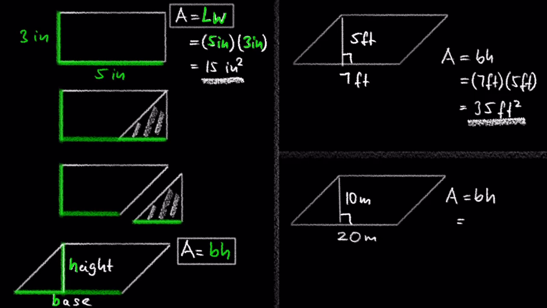Plugging in the length of the base, which is 20 meters, and plugging in the height, which is 10 meters, in the formula, gives us 20 meters times 10 meters, which is 200 square meters. So the area of a parallelogram with the base of 20 meters and with the height of 10 meters is 200 square meters, and we are done with this problem.